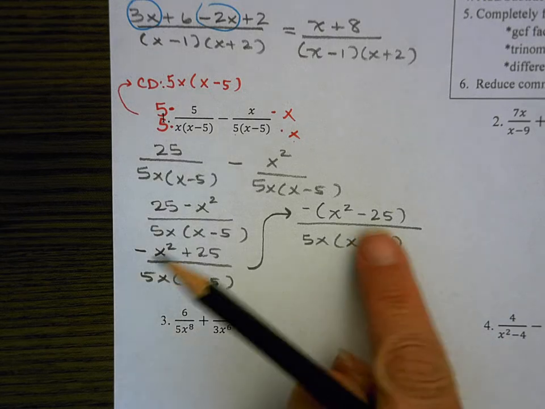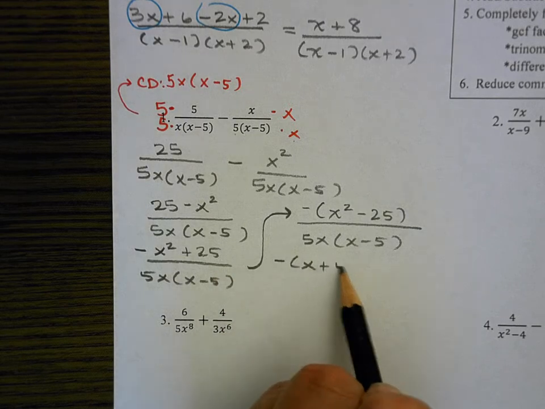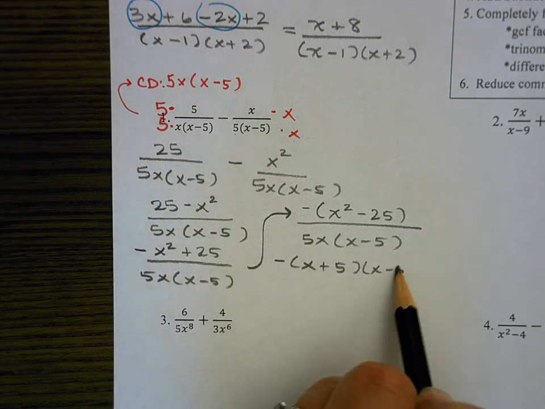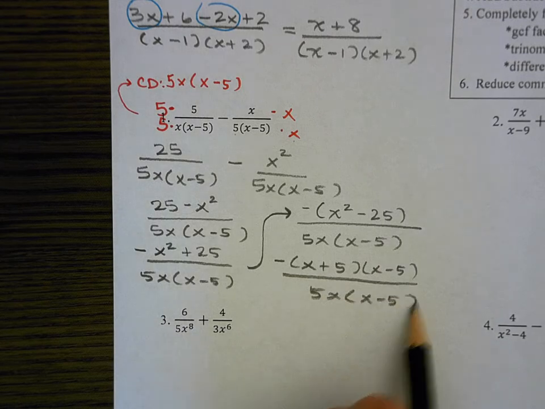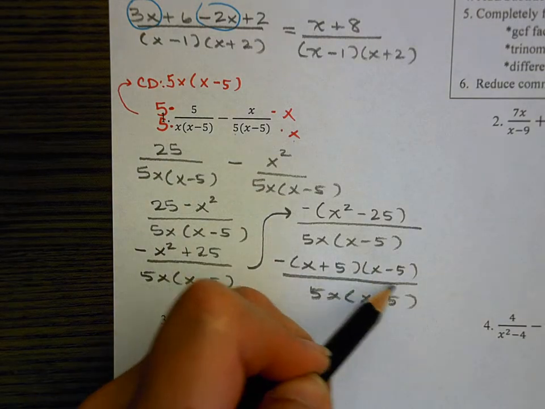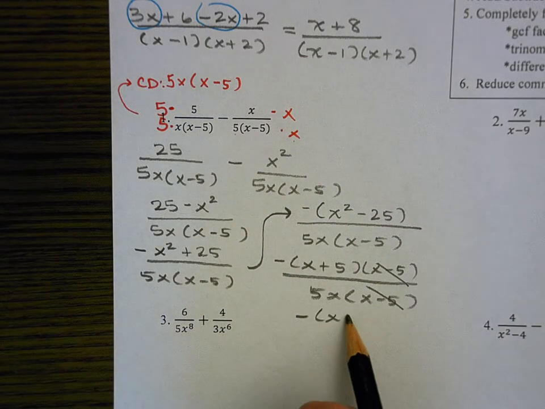And then this is just a difference of squares, so I can factor that again one more time. And then the x minus 5's reduce. And so then I'm left with just negative x plus 5 over 5x.